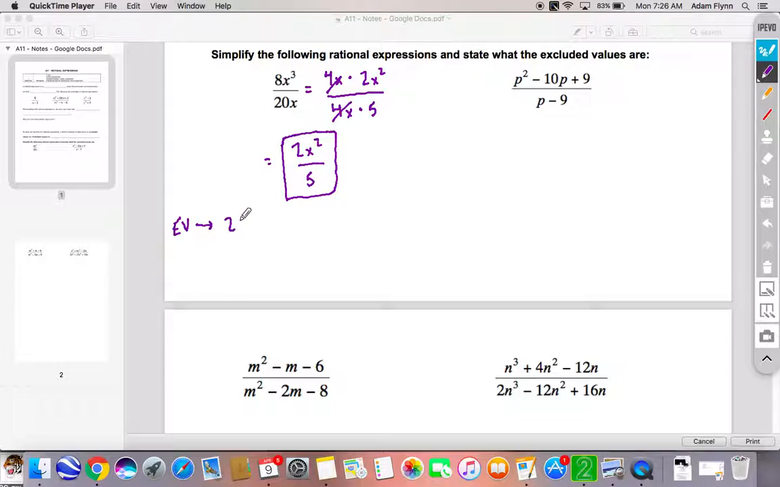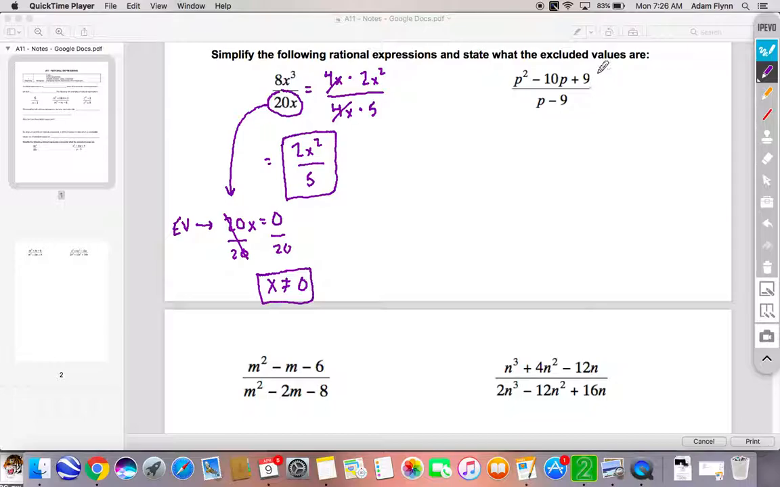I'm going to take my denominator, which happens to be 20x, and set it equal to 0. To get the x by itself, I divide by 20, and I get x equals 0 divided by 20. So 0 divided by 20 is 0. So x cannot equal 0. Okay?